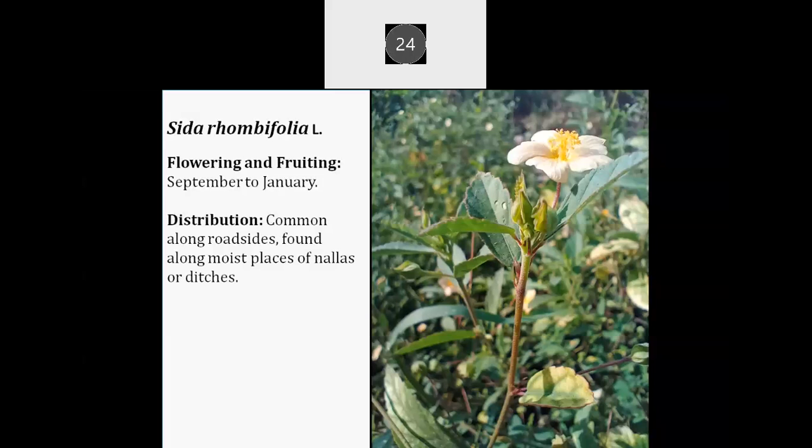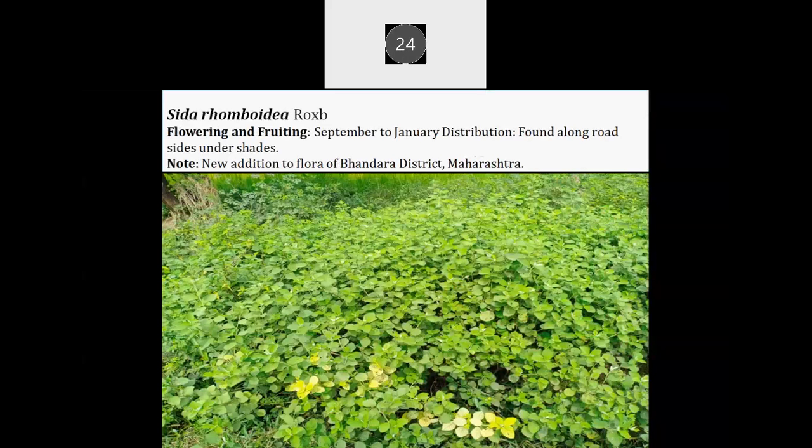This is another one, new to Maharashtra, sorry, to Bhandara district, that is Sida rhombifolia. And this work represents an addition to the Bhandara district. The flowering period of this plant is from September to January, and it is almost always along the roadside. Next slide, ma'am.